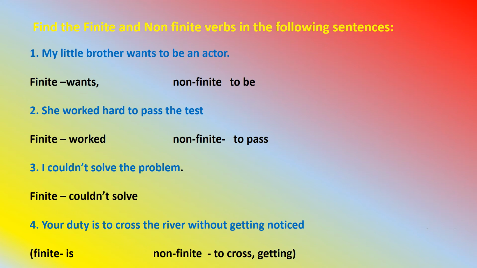So let's do a short exercise related to finite and non-finite verbs. Here some sentences are given. You have to find the finite and non-finite verbs out of them. The first sentence is, my little brother wants to be an actor. Here the finite verb is wants, because the word want is changing according to the singular or plural subject. Non-finite verb is to be. So whenever you will find any verb after the word to, that is the non-finite verb.